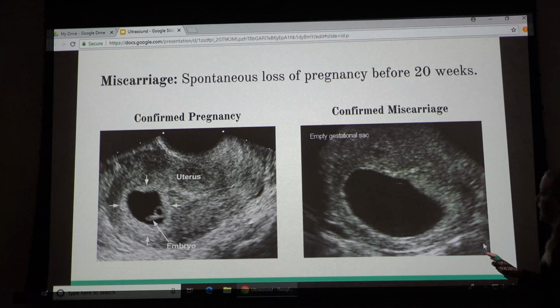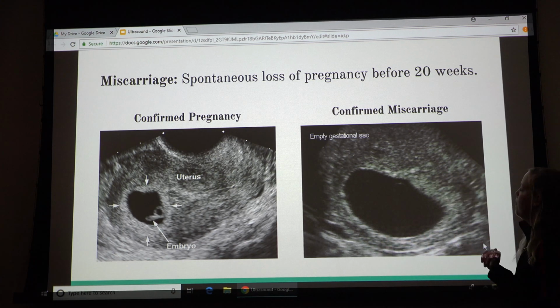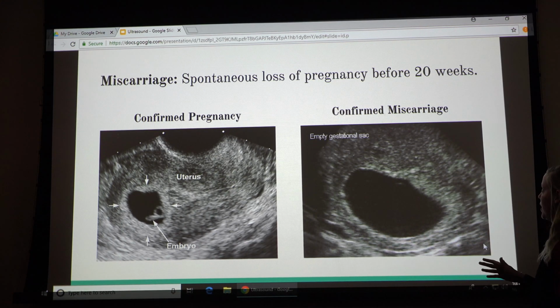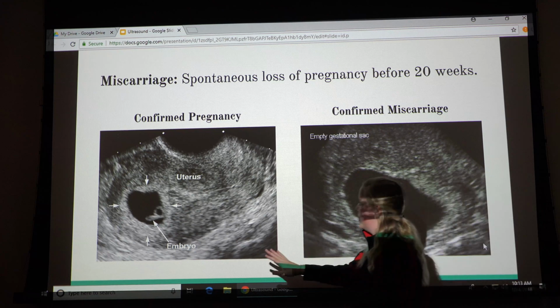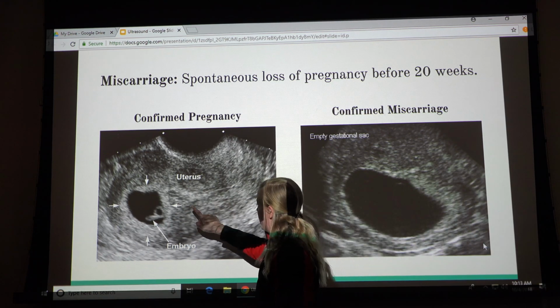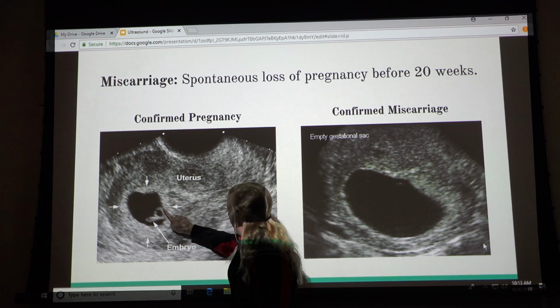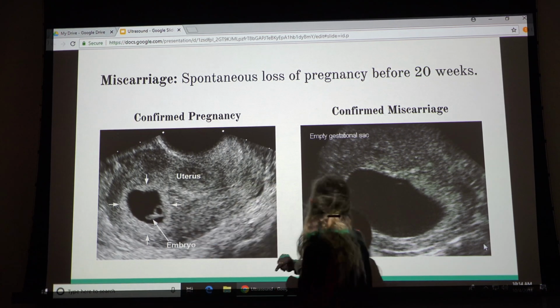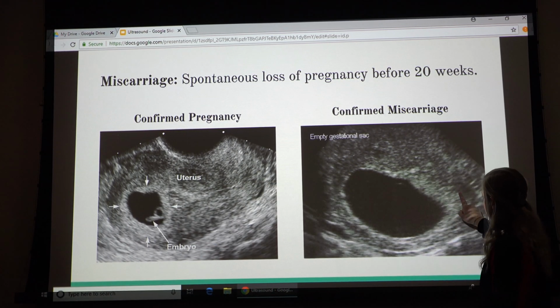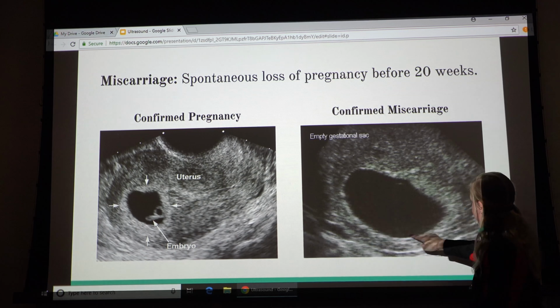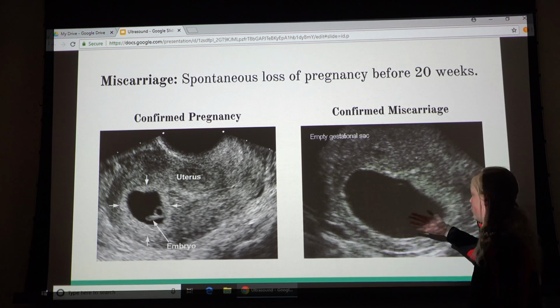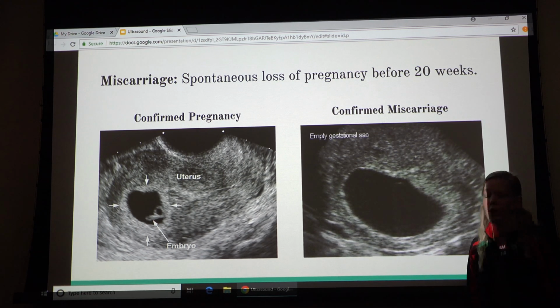So here on this ultrasound, a miscarriage is a spontaneous loss of pregnancy before 20 weeks. On this ultrasound, we have the confirmed pregnancy with the gestational sac, the embryo, and the yolk sac. And then on this side, you can see the gestational sac is much bigger, but there's no presence of an embryo, so that is a confirmed miscarriage.